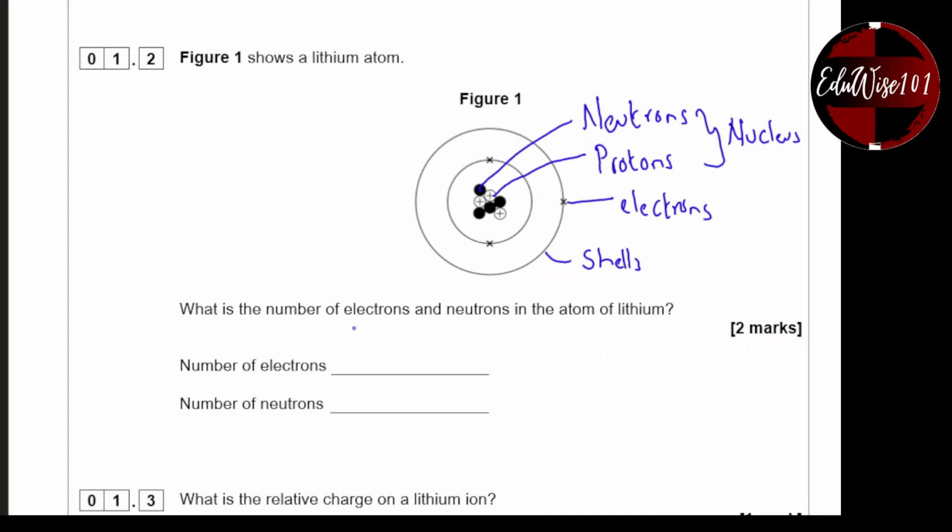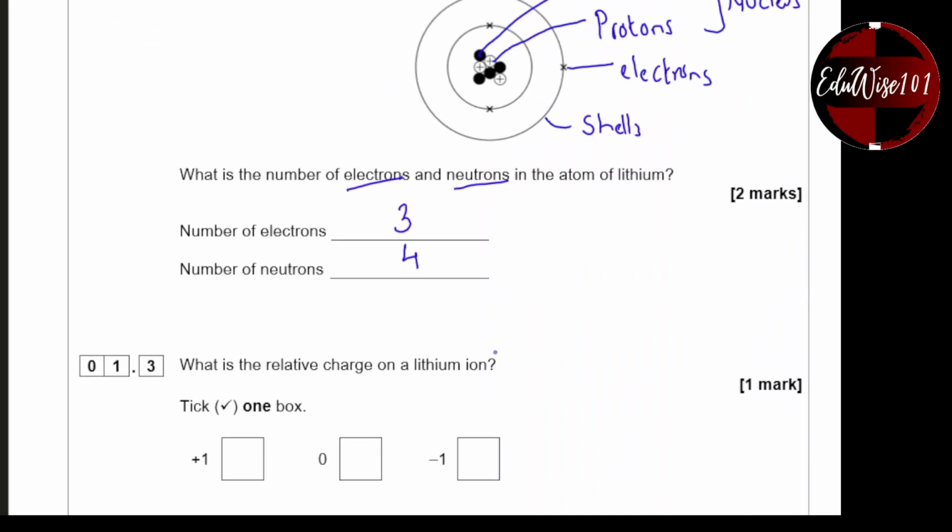Now, what is the number of electrons and neutrons in an atom of lithium? So the number of electrons, you have 1 and 2 in the first shell and the third in the second shell. So we have 3 electrons. The number of neutrons is the 4 dark circles. So that's 4 neutrons.